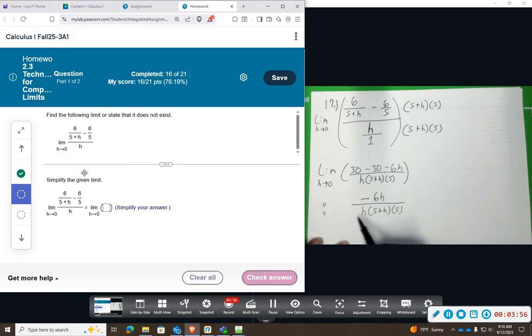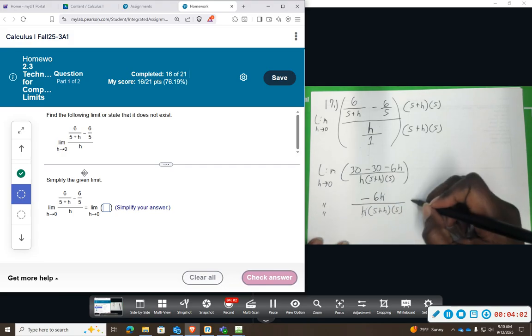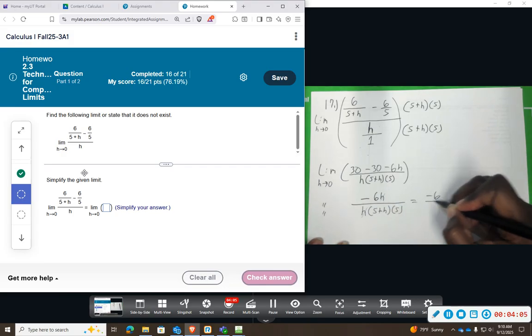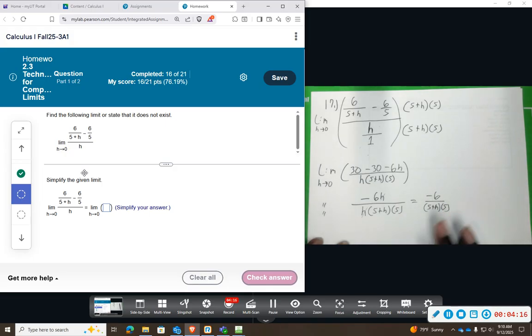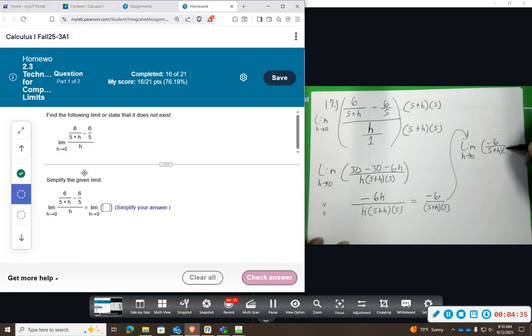Since all of this is multiplied as one term, we can factor out an h on top and bottom, and then that leaves us with a negative 6, and then on the bottom we have 5 plus h times 5. Okay, so this is our first part, simplifying. And then once we have it simplified, we can now take the limit. So I'm coming up here, and now I'm going to take the limit as h goes to 0 of this new function, negative 6 divided by 5 plus h times 5.